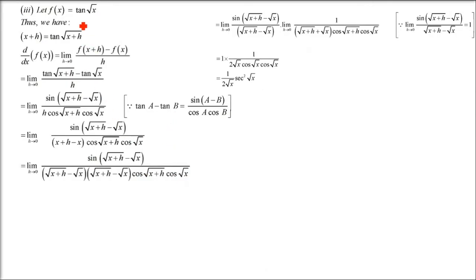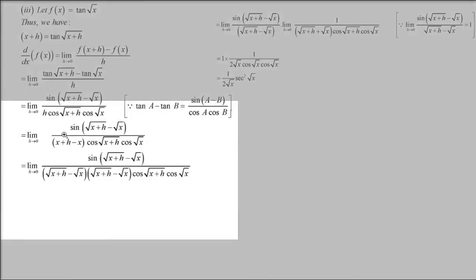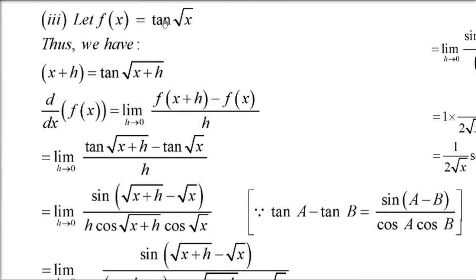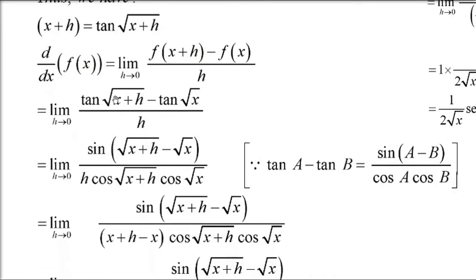Okay, tan under root x. So the same thing we have to do. So tan under root x plus h minus tan under root x, by h. Now either you can do sin a by cos a, or there is a direct formula. Even if you do sin a by cos a, the same thing will come.